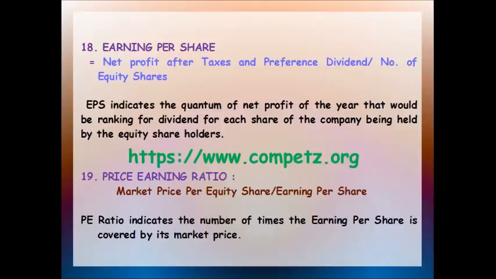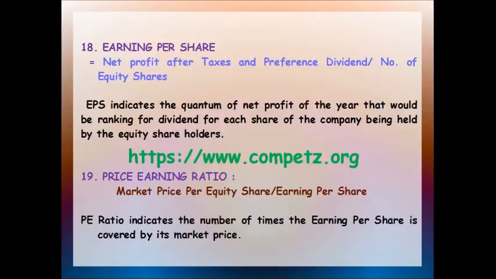Similarly, earning per share. Per share, that means in a share, how much is the earning? So we need to calculate here net profit after deducting your taxes, your preference dividend divided by your number of equity shares. How many equity shares are there? As per that, we can arrive at a conclusion about how much equity shareholders will be earning in a share. So what does it indicate? EPS indicates the quantum of net profit of a year that would be ranking for dividend for each share of the company being held by the equity shareholders.